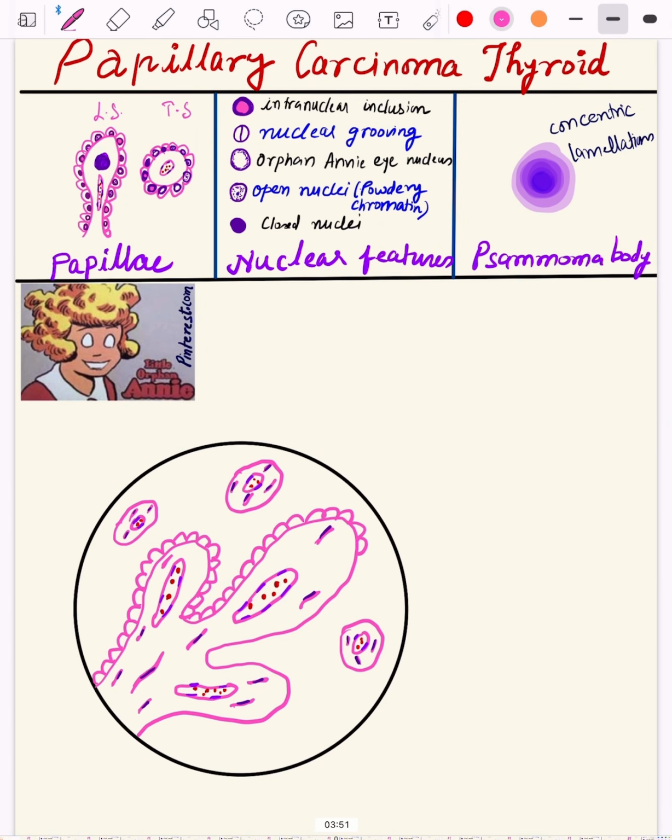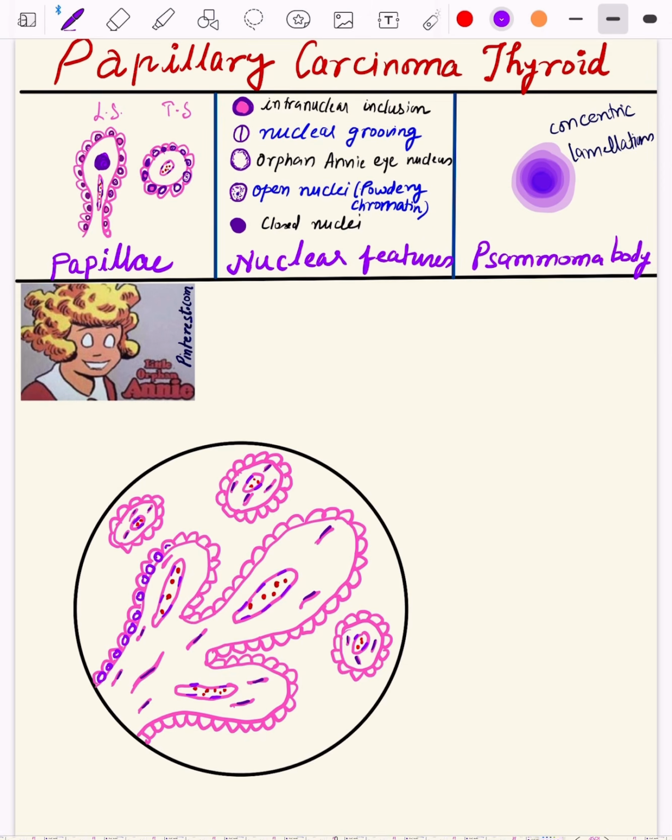Now these papillae, we will decorate them, or we will make the lining of these papillae by the tumor cells, which are cuboidal. Cuboidal cells means length and width are the same. So they are squarish, they are like a square. So in these cuboidal cells, we can also draw focal overcrowding of these cells, which is seen in papillary carcinoma thyroid. Now lastly, the nuclear features. Now you make the nuclei, different kinds of nuclei, as I explained earlier.